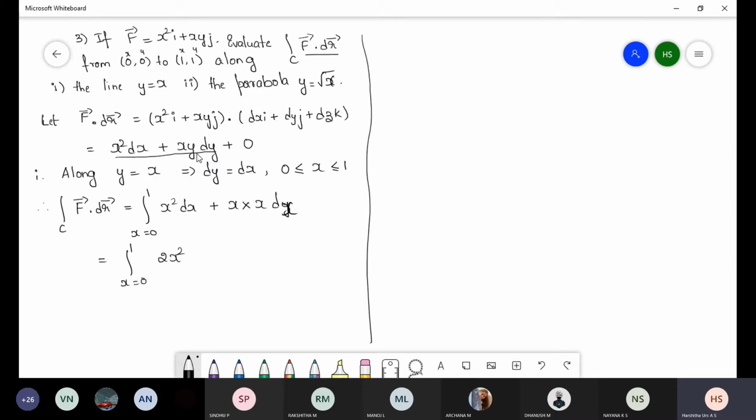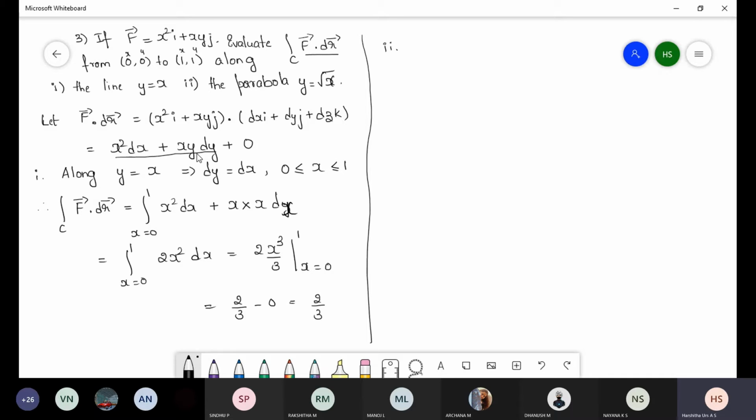Now integration of x square is x cube divided by 3. So x value varies from 0 to 1. Give the upper limit, 2 by 3 minus 0 is equal to 2 by 3. This is the answer for the first one.